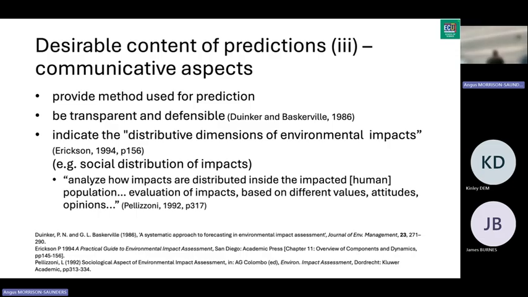It also means, from a scientific point of view, you need to explain the method you use to make your impact prediction. Good science: what was our method? And you need to be transparent and defensible. You need to be able to make your prediction so that someone else is convinced, and they could look at the same data, the same evidence base, and come up with a similar prediction as yours. It's got to be transparent, defensible and realistic.